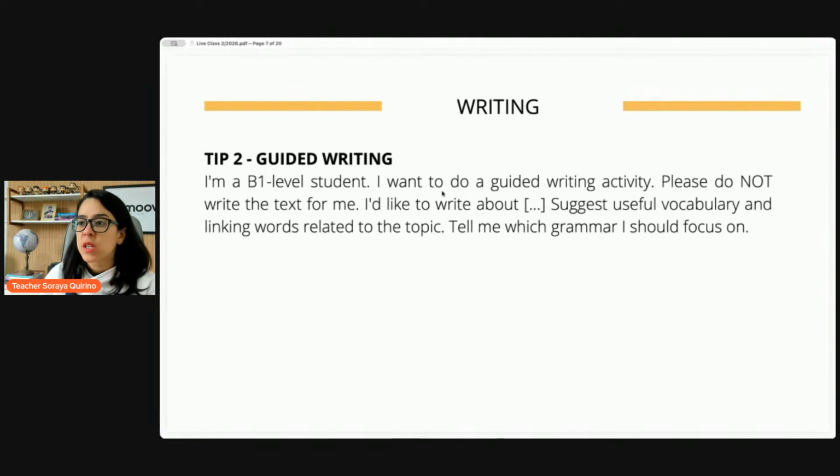So the prompt addresses this. Like I'd like to write about, for example, technology. Suggest useful vocabulary and linking words related to the topic. Tell me which grammar I should focus on. So ChatGPT will provide the topic, the vocabulary, and the grammar, and also the linking words. Remember, linking words are extremely important. So yeah, you have everything that you need.